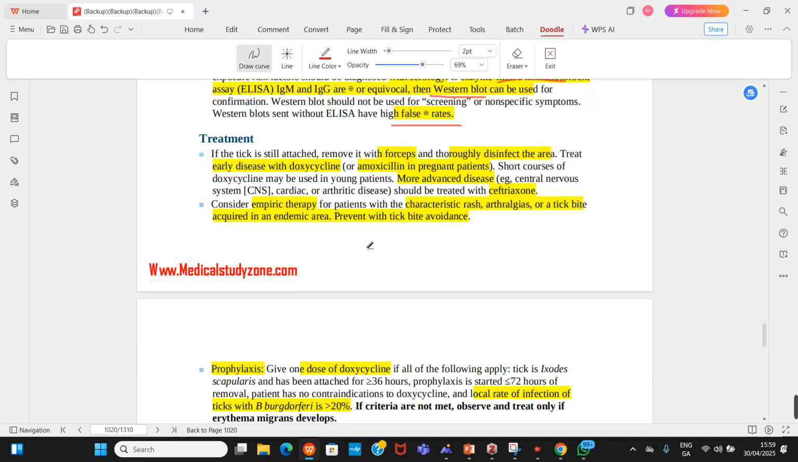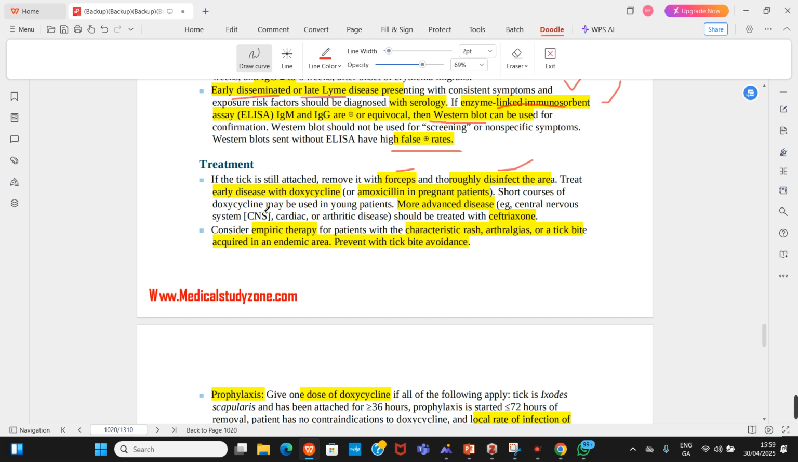So how do you treat? If you find a tick in somebody's body, use forceps to remove it and disinfect the area immediately. It's as simple as that. So for people with early problems, the rash, just give them doxy orally. If they are pregnant, give them amoxicillin. So if you want to use doxy, just use it for less than 21 days in young people so that it doesn't start discoloring their teeth and they start having cartilage problems.